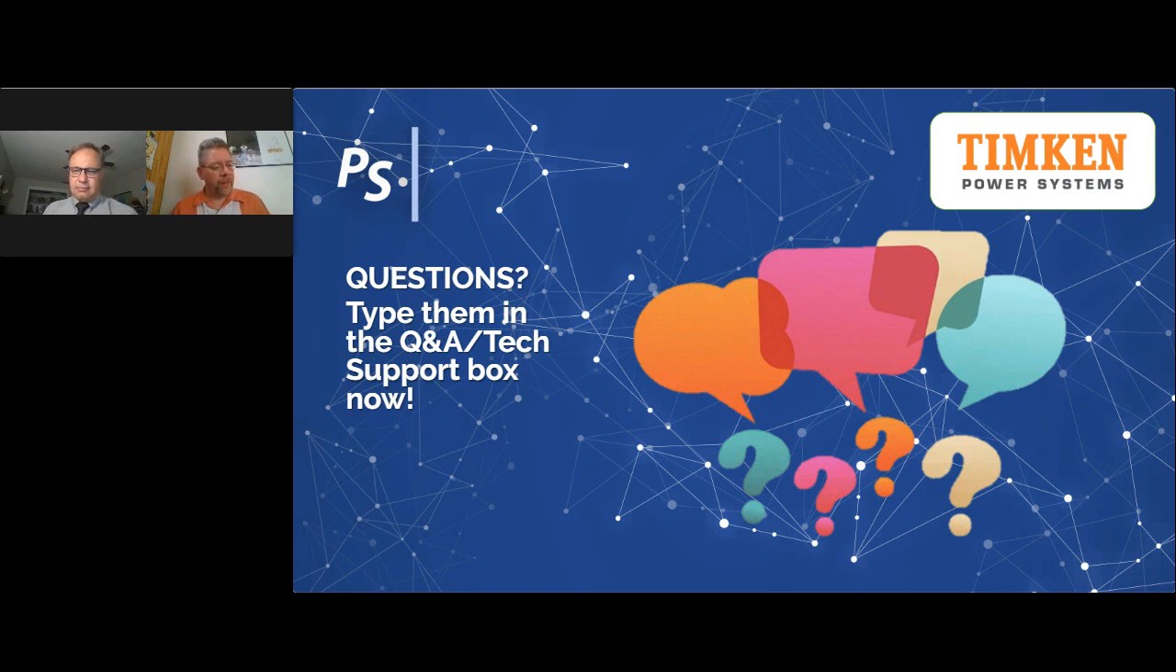The first one is about performance data of old motors, Hank. Here's the question: as a plant owner, it's not always possible to find the original performance data of an old motor. So how will I be able to perform an energy analysis without the support of the motor OEM?